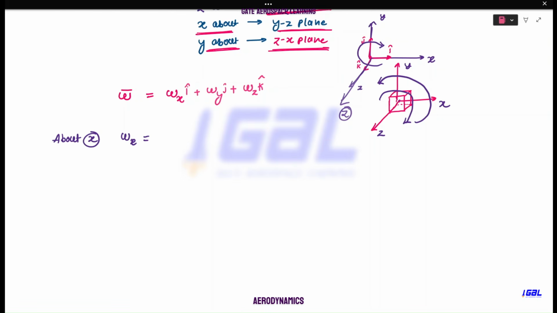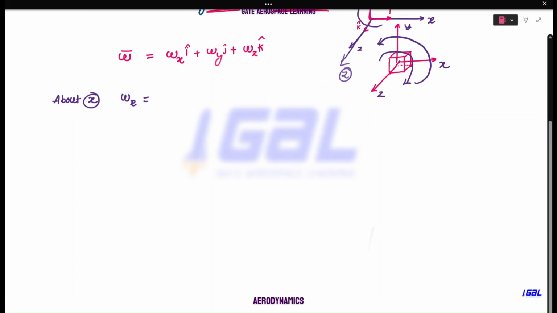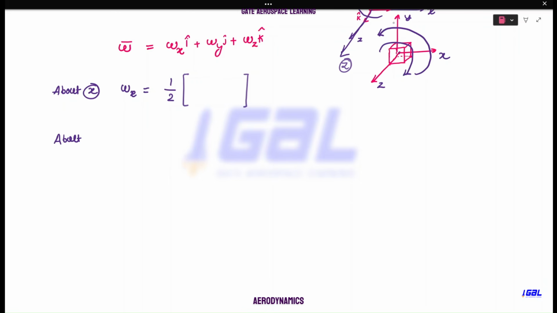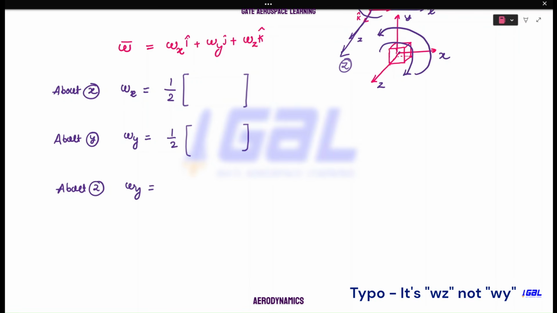about x-axis rotation. I'll come to the very important conclusion, just have patience. About the x-axis, you need to write in this way. Just see this. When you have a rotation about the y-axis, you write in this way. I'll tell you what will come inside the bracket. When you have rotation about the z-axis, this is important.